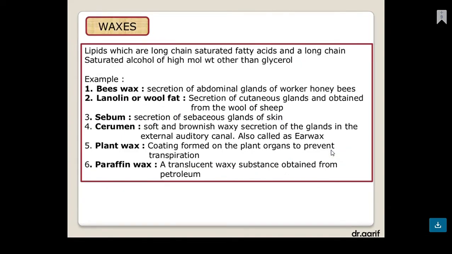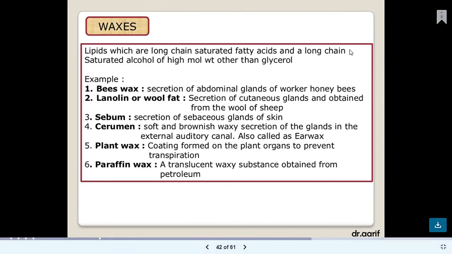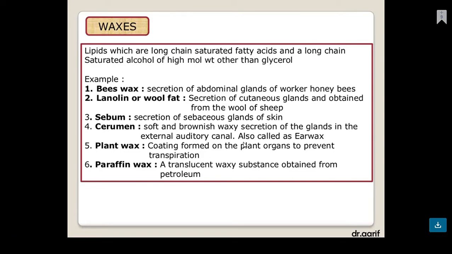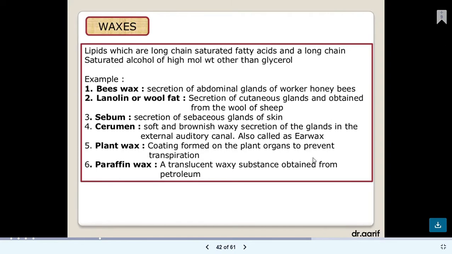Waxes are nothing but a long chain of saturated fatty acid and a long chain of saturated alcohol of high molecular weight other than glycerol. For example, you have beeswax, lanolin, that is wool fat, sebum, cerumen, plant wax, paraffin wax. Paraffin wax, most commonly, you see in candles and petroleum jelly, like Vaseline, for example, unscented Vaseline. Paraffin wax is obtained from petroleum. Plant wax is a coating on the plant organs, to prevent transpiration. Beeswax is from the worker honey bees.